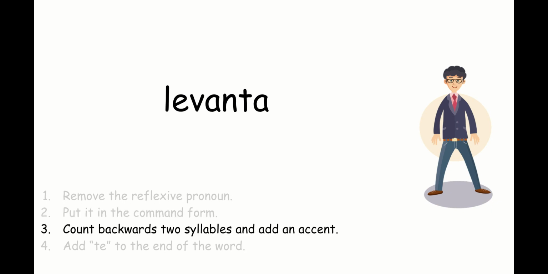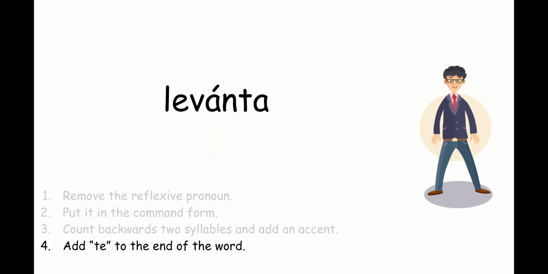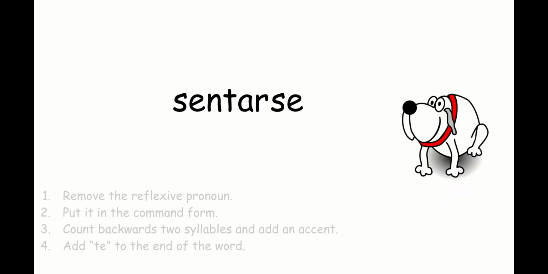Now we're going to count back 2 syllables and add an accent. Tan is the last syllable, and then lan is the second to last syllable. So we count back 2 syllables and we add an accent on that A. Now we're going to add te to the end of the word. Levántate. Get up. Stand up. Sentarse. It is the same thing.